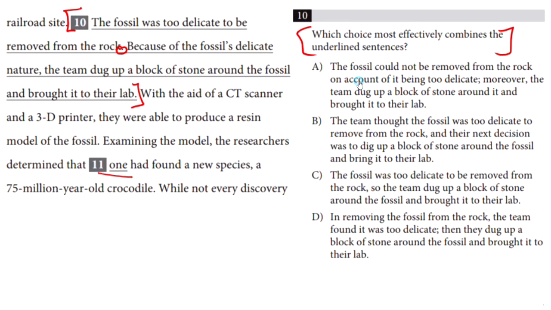So here we go. We know that the correct answer must retain the same meaning as the original two sentences, and that it must also follow the College Board's unwritten rules for things like grammar and style and so on, which actually a lot of untrained test takers don't know, now that I find myself saying that. But let's assume that they have a general sense of what sentences sound good, or they think that they do. So they might look at choice A, which says the fossil could not be removed from the rock on account of it being too delicate. Semicolon, moreover, comma, the team dug up a block of stone around it and brought it to their lab. And they go, okay, well, it doesn't sound too awful. They may notice that moreover is a weird way to join those two sentences. And also the phrase on account of it being is kind of weird.